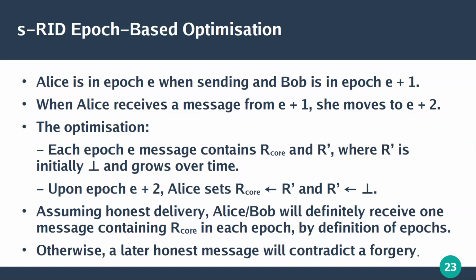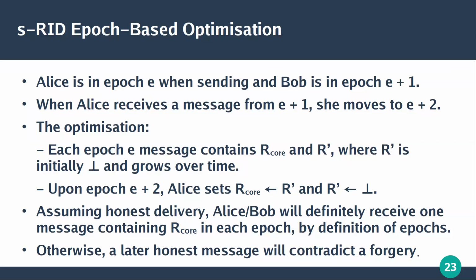The basic idea of these epochs, just to quickly define it, is that Alice is in epoch E when she is sending, let's say, and then Bob is in epoch E plus 1. So when Alice receives a message from Bob from epoch E plus 1, she'll then move to epoch E plus 2. So in general, Alice can send many messages in an epoch, receive a message, and then move to the new epoch once the acknowledged message has been received.